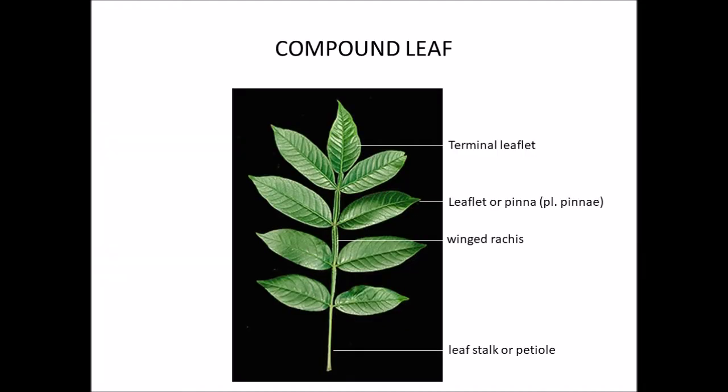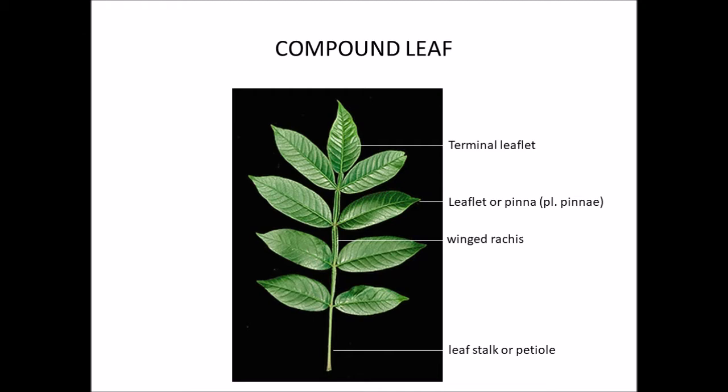So the compound leaf is a more complex leaf. Essentially it is a leaf that has been divided up into leaflets. If you look at this picture here, this is a single leaf which has been divided into a number of leaflets. It has the leaf stalk or petiole at the base, the center rachis, which is the extension of the petiole where the leaves are attached.